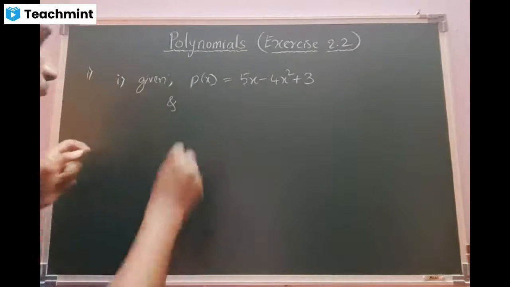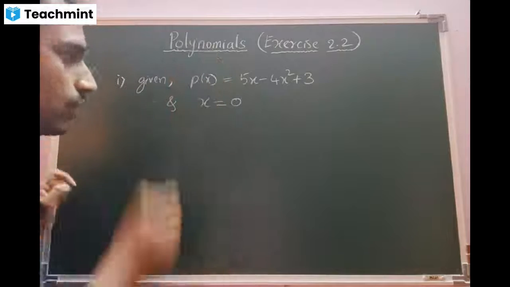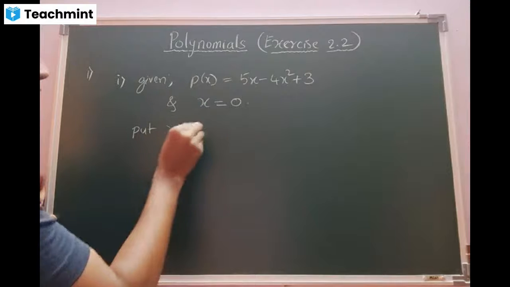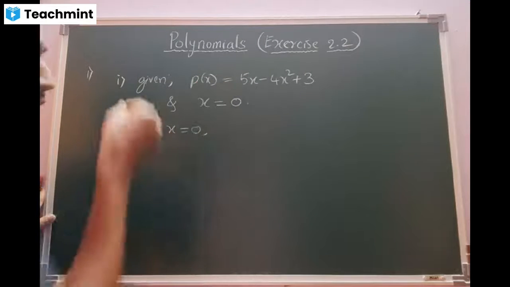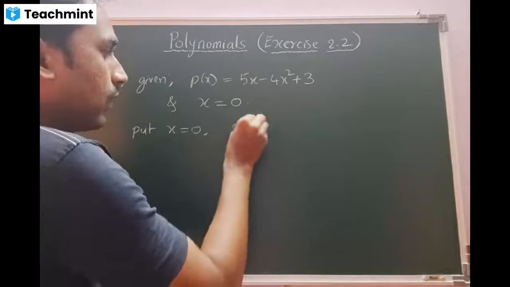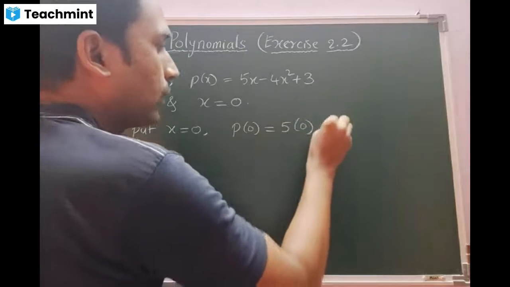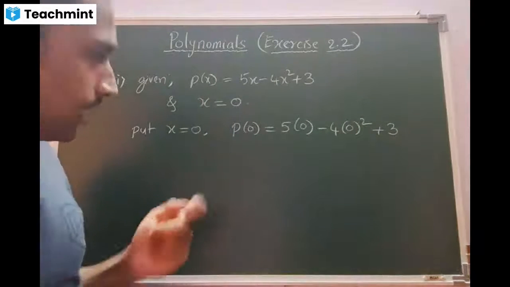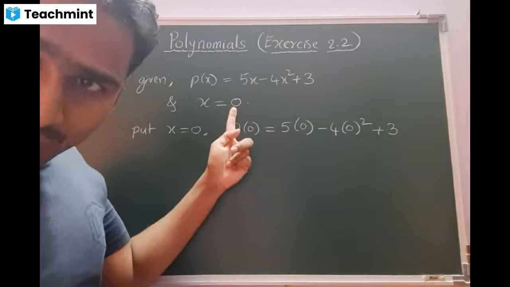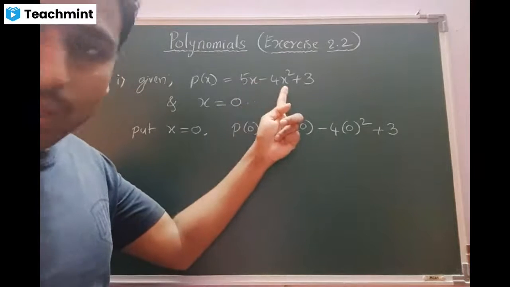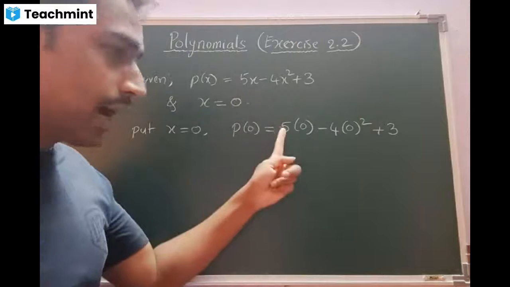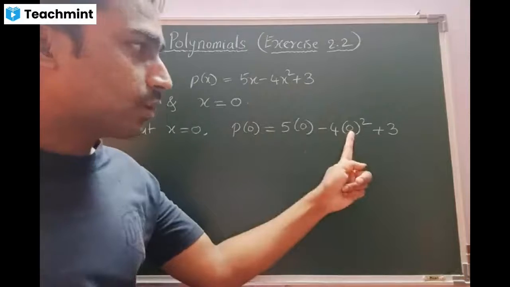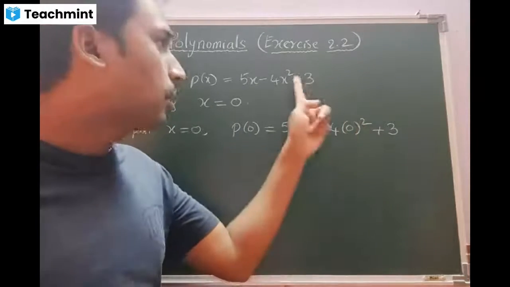So for the first one, what is the value given? x is equal to 0. Put x equal to 0. You are going to get p of 0, which is 5 into 0 minus 4 into 0 squared plus 3. The meaning is that the value of the variable, 0, has to be substituted in place of the variable in the given polynomial. So 5 as it is, in the place of x 0 has been taken, minus 4 as it is, in the place of x 0 is taken, since it is squared, the square is retained, plus 3 as it is.